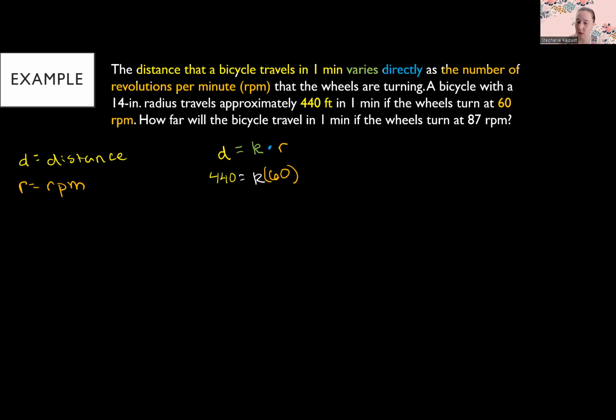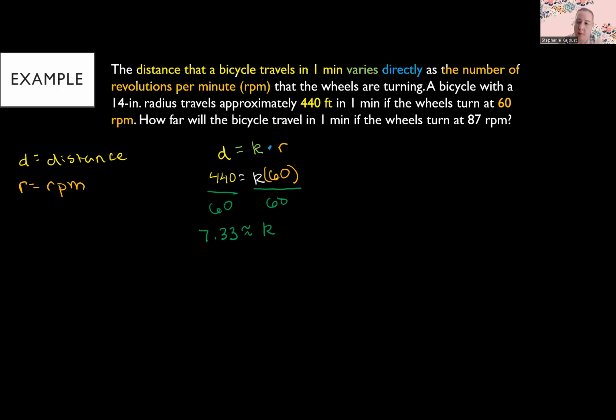So now we need to solve for K. So I need to divide both sides by 60 in order to solve this problem. So 440 divided by 60. And so this is actually going to give us a decimal. It's 7.33 repeating. So I'm just going to round to 2 decimal places. And that equals K.